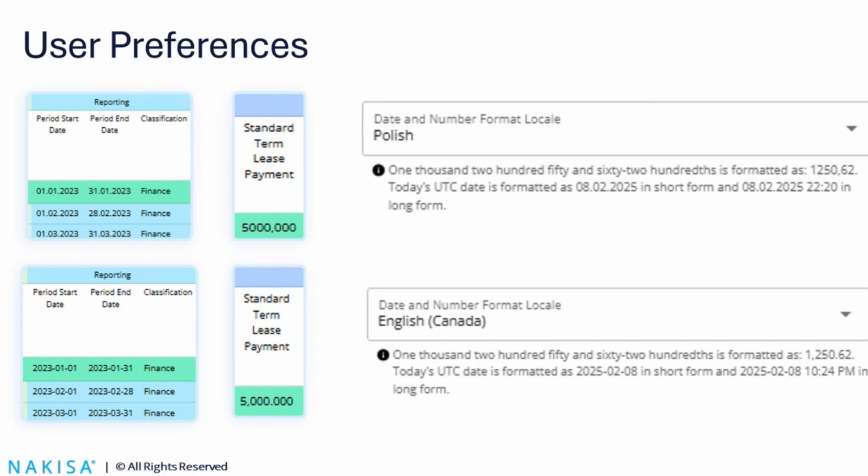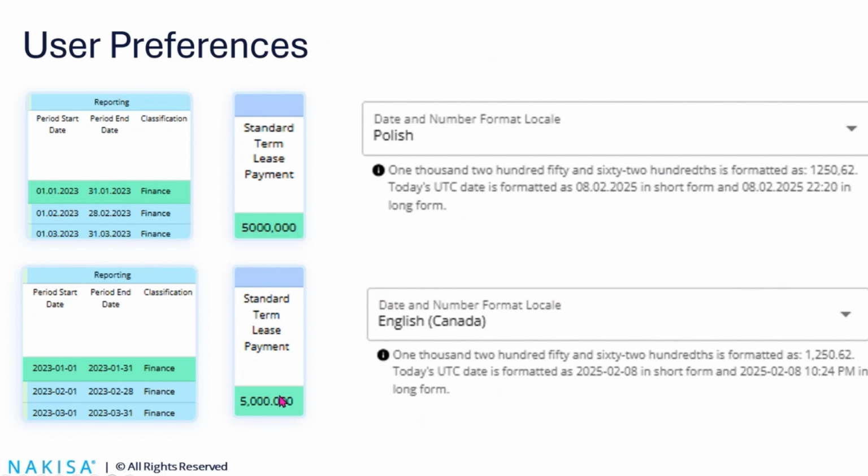This is a non-financial feature that we have brought in just for your enhanced user experience. So again, if I have selected a Polish date and number formatting, the format will be something like this, which is the date, month, and year. And so is the example here given to you for the dollar value.